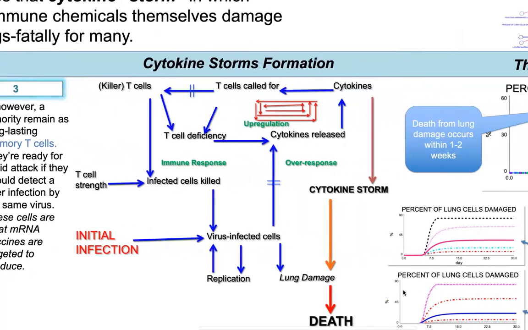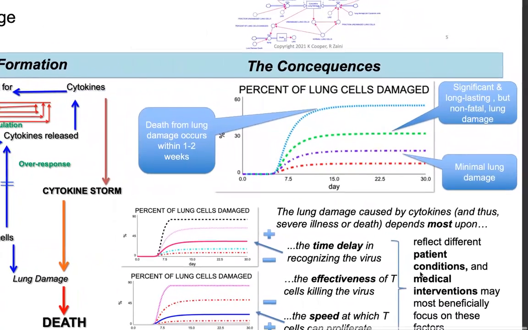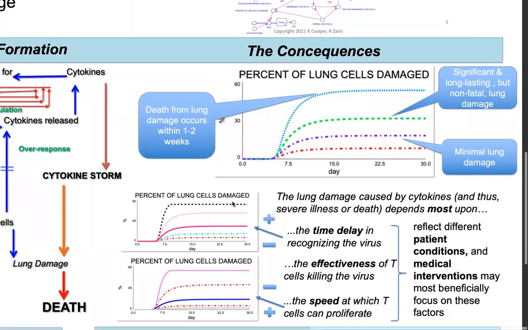The consequences are shown in this chart here of lung damage. We see different manifestations of what could be potentially happening in response to an infection, and they can be grouped into three categories. Either the patient would see minimal lung damage, or they could see permanent lung damage but not fatal, or lethal lung damage that could lead to death.